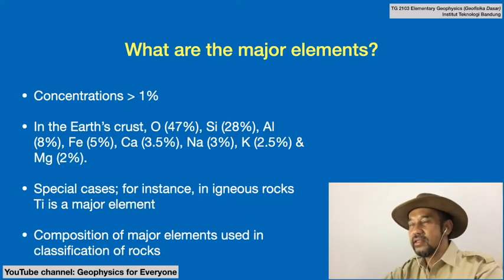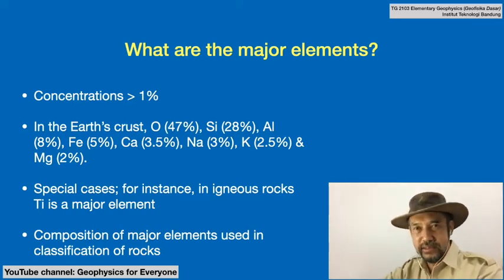In the Earth's crust, the major elements are oxygen, silicon, aluminum, iron, calcium, sodium, potassium, and magnesium. In some cases, other elements could also be considered major elements. For example, titanium is a major element when we discuss igneous rocks. The classification of rocks is often conducted based on the compositions of their major elements.